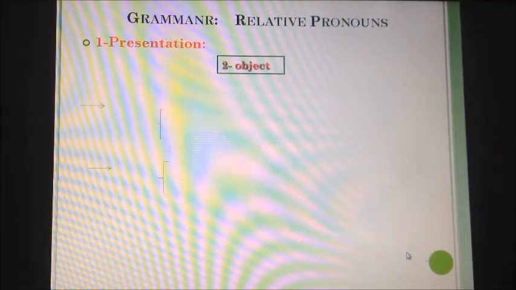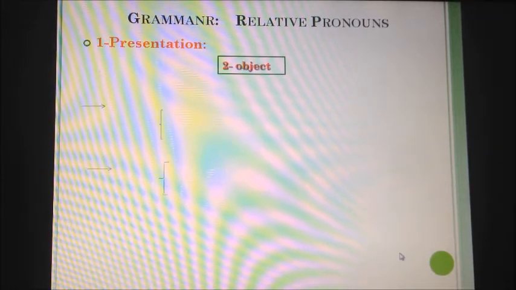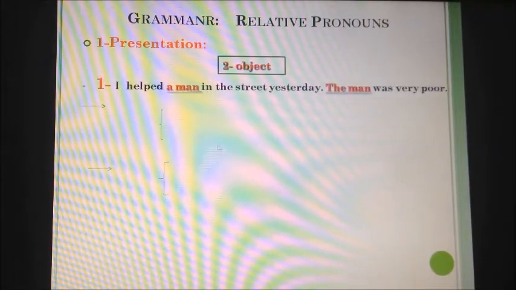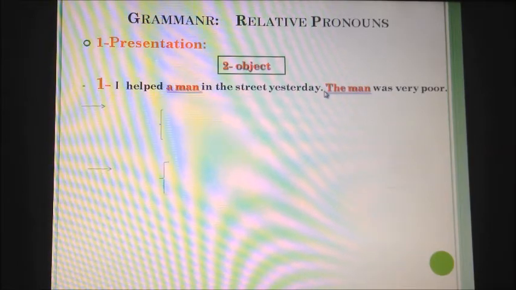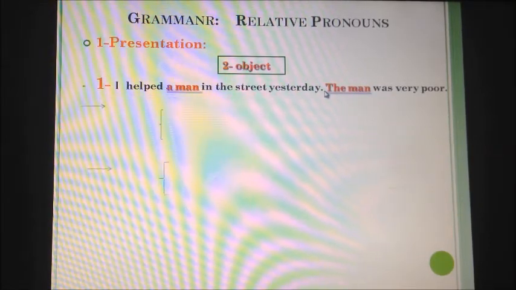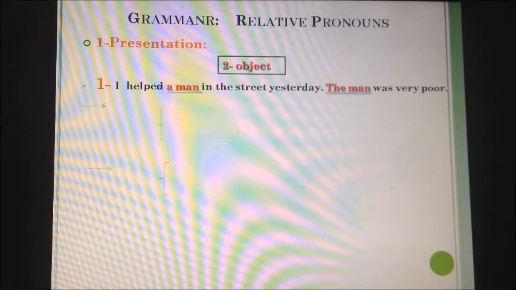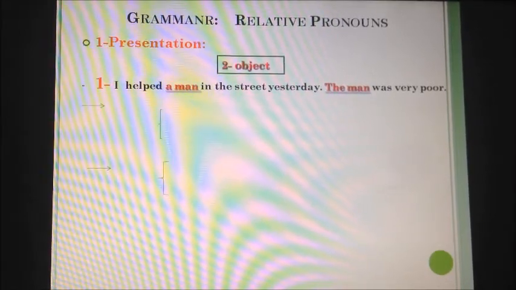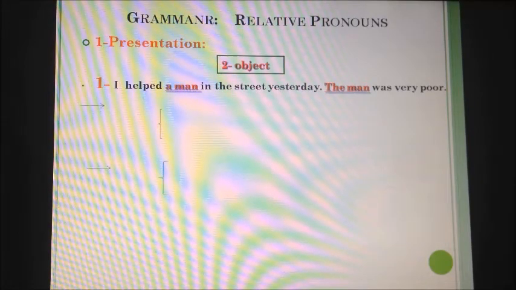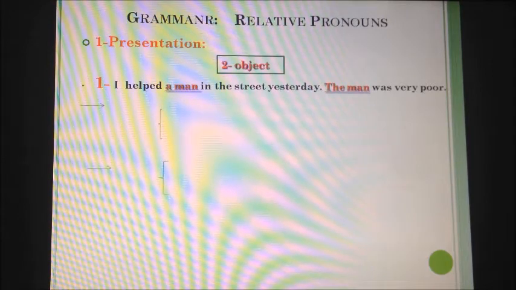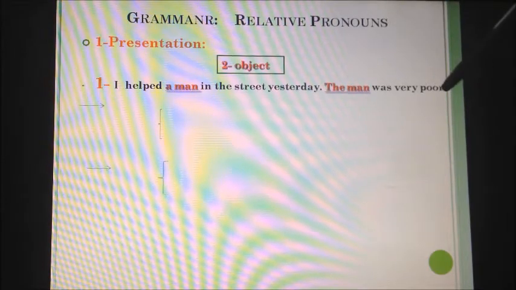The second situation is when we have the object, مفعول به. I helped a man in the street yesterday. Again, if we stop here, ساعدت رجلا في الشارع. من هو هذا الرجل؟ لا نعرف عنه أي شيء. The second sentence gives extra information. The man was very poor. Which man are we talking about?